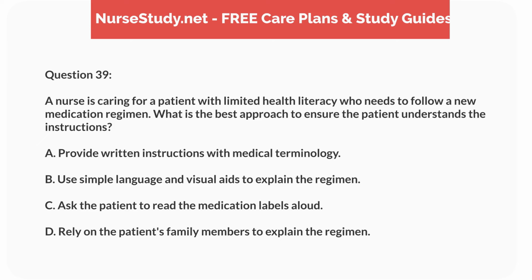A nurse is caring for a patient with limited health literacy who needs to follow a new medication regimen. What is the best approach to ensure the patient understands the instructions? A. Provide written instructions with medical terminology. B. Use simple language and visual aids to explain the regimen. C. Ask the patient to read the medication labels aloud. D. Rely on the patient's family members to explain the regimen.